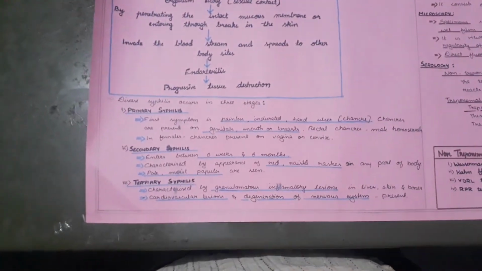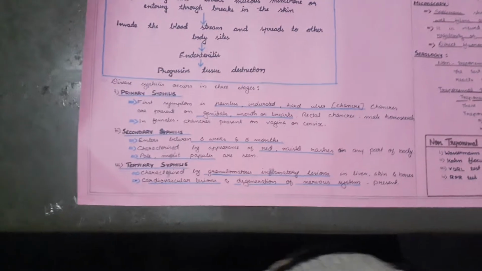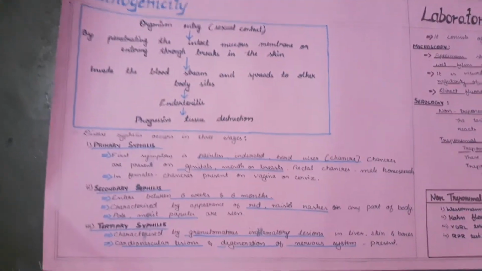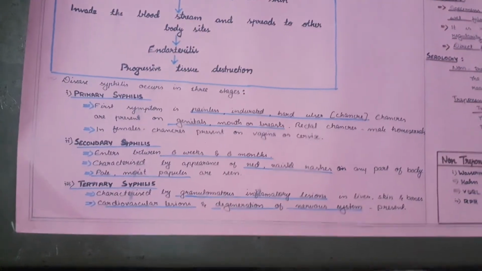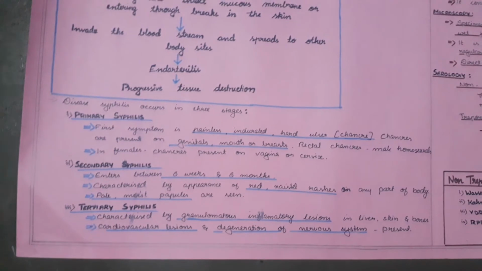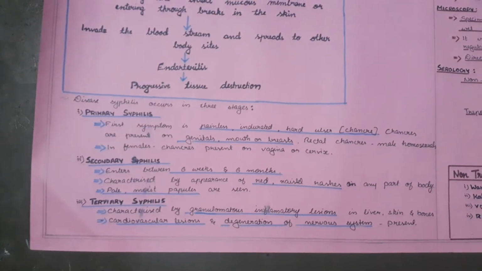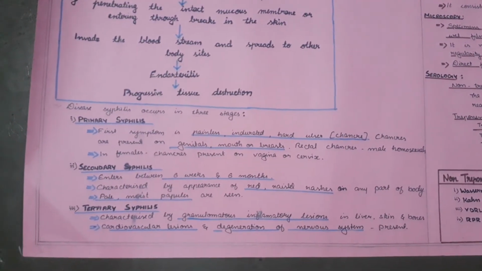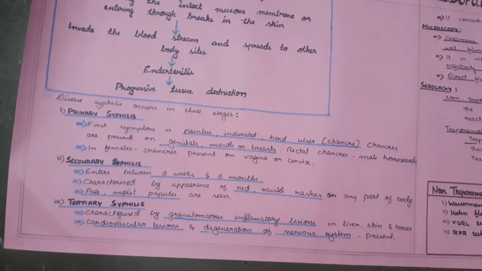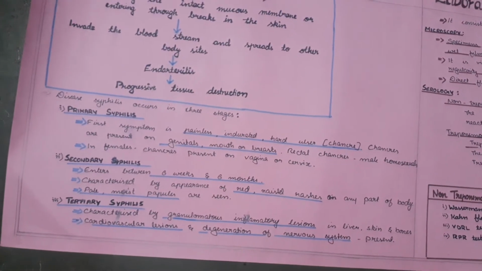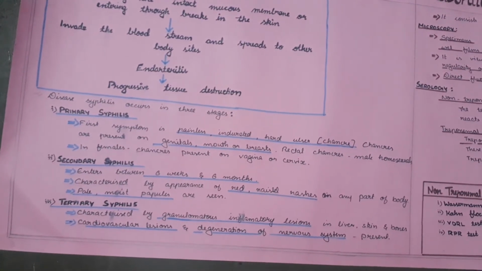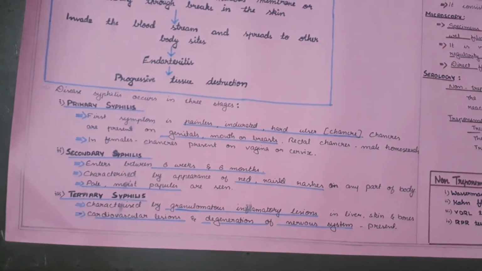Syphilis occurs in three major stages: primary syphilis, secondary syphilis and tertiary syphilis. Primary syphilis exhibits symptoms like painless indurated hard ulcers. It is also known as chancres. Chancres are present on genitals, mouth or breasts. Rectal chancres are present in male homosexuals and in females chancres are present on the vagina and cervix.